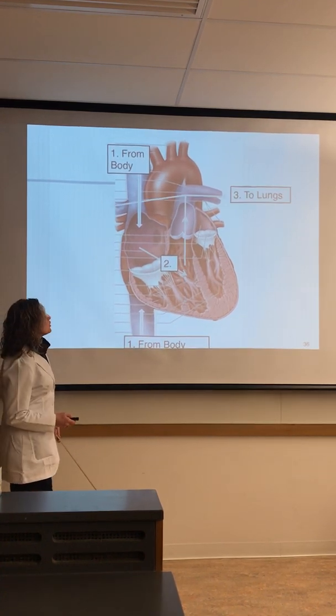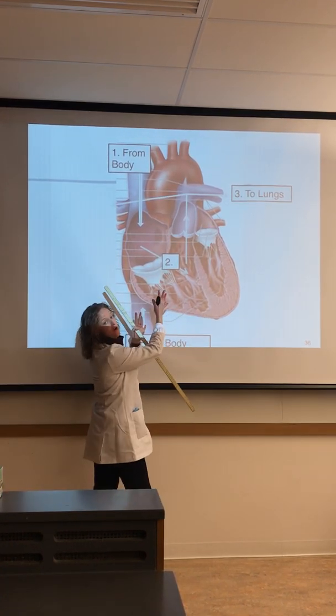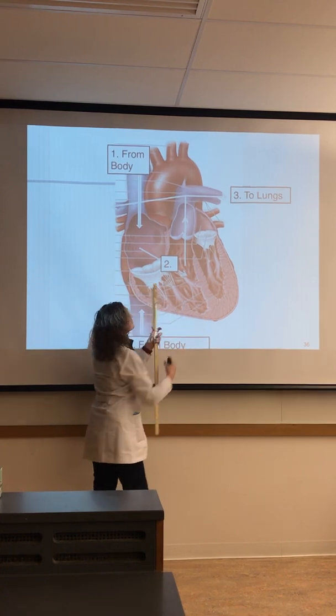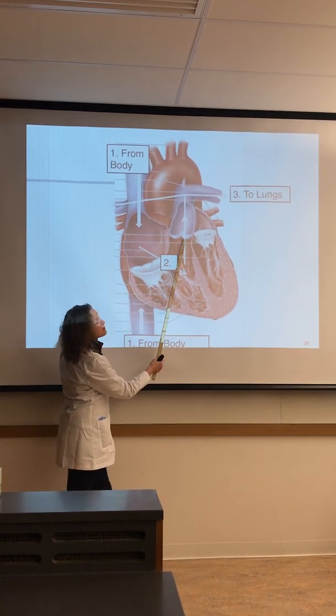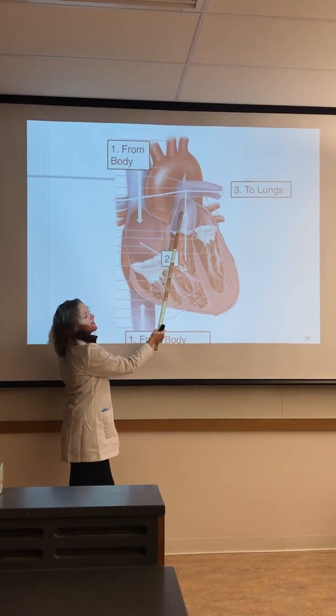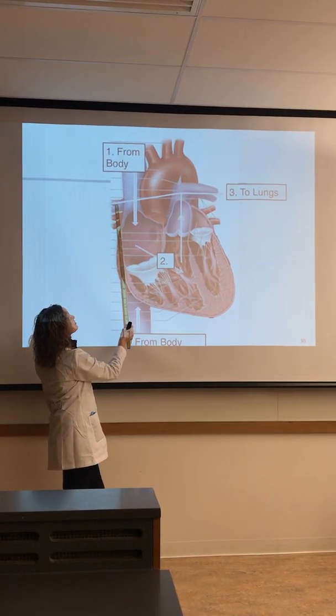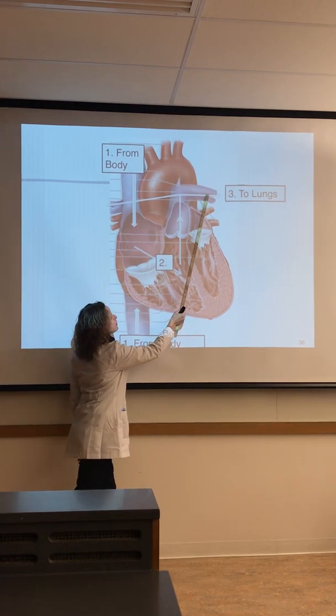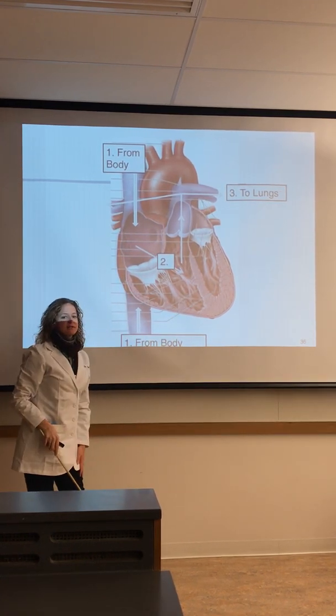Then, when the right ventricular walls contract, it's going to push blood through an open pulmonary semilunar valve into the pulmonary trunk, and that blood's going to go out the right pulmonary artery and left pulmonary artery out to the lungs.